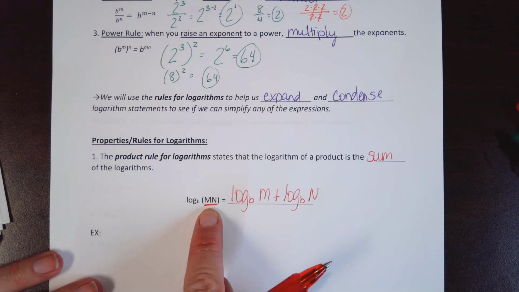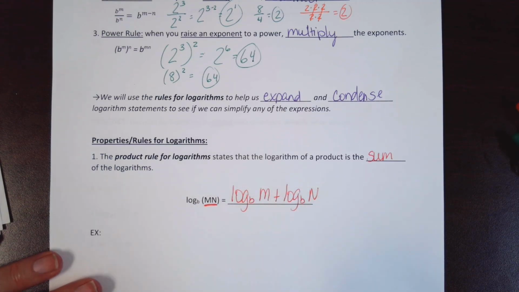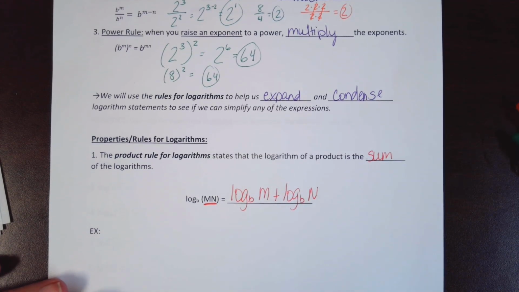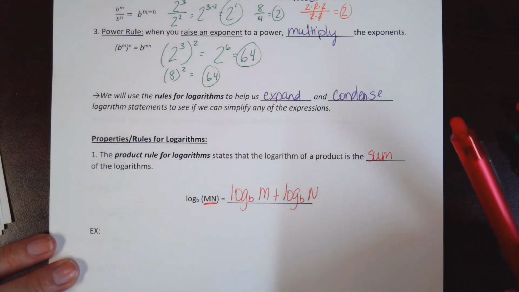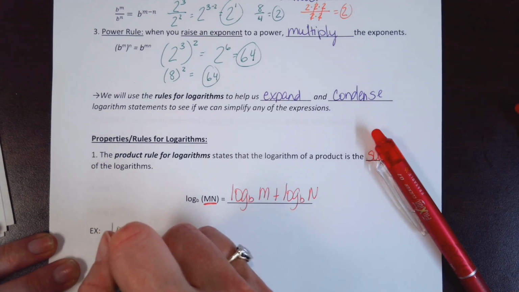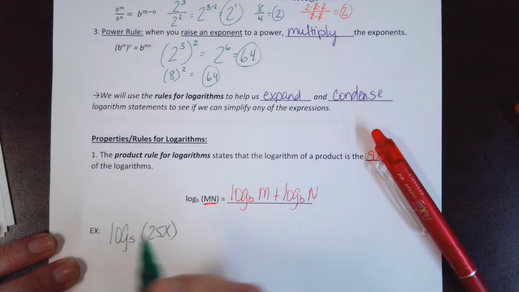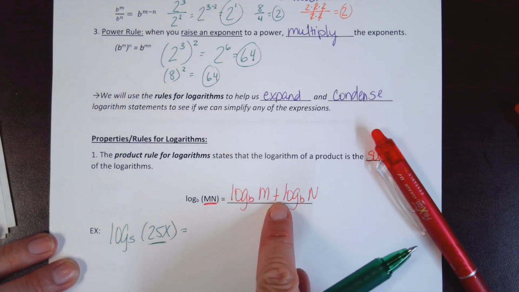So the argument is m times n. I can break that apart. Both of them are still the same base b: log base b of m plus log base b of n. So I separated my two log statements. Now here's how this can maybe help us. For example, if I have log base 5 of 25x, well in my argument I'm multiplying there. That's a product. My product rule says multiplication pairs with addition.